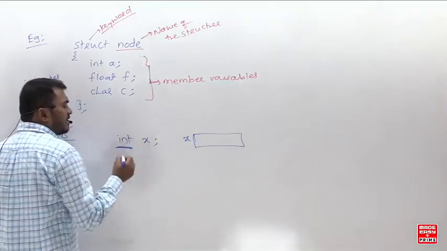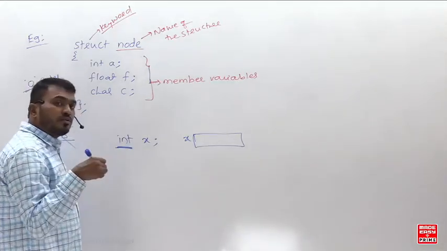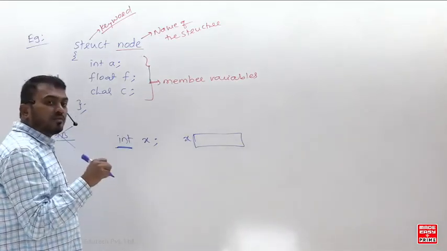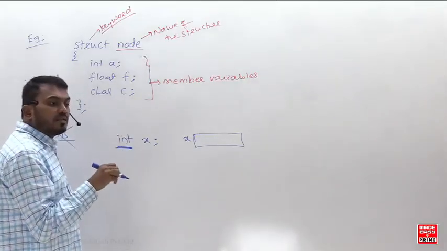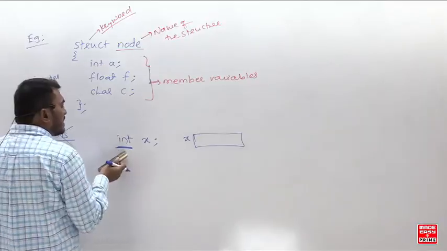Okay. Now the data type is saying this. Data type will simply say how much memory should be allocated to the variable. How much memory will be allocated to the variable. Memory will be allocated to the variable, not to the data type. So this is the data type.